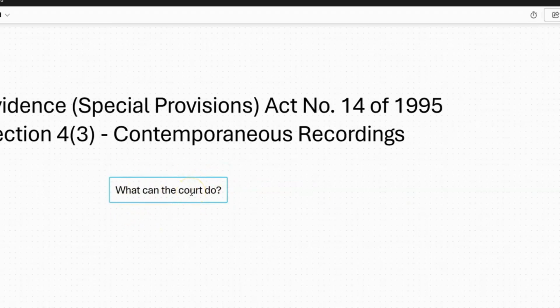What can the court do? Instead of using the original recording, the court may accept transcripts. Transcripts mean a written version of spoken words. And translation. Translation means the recording translated into another language. The next one, conversion. Conversion means changing the recording into another readable format. And next one, transformation or duplicate. It means a copied or converted version of the original.